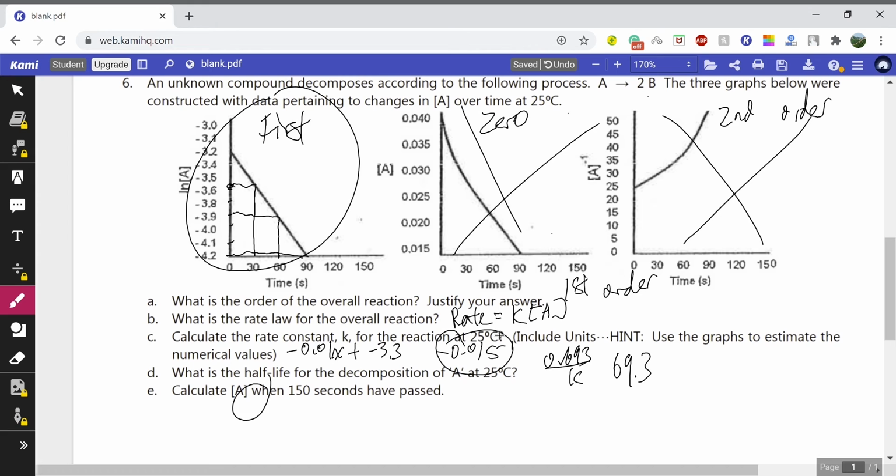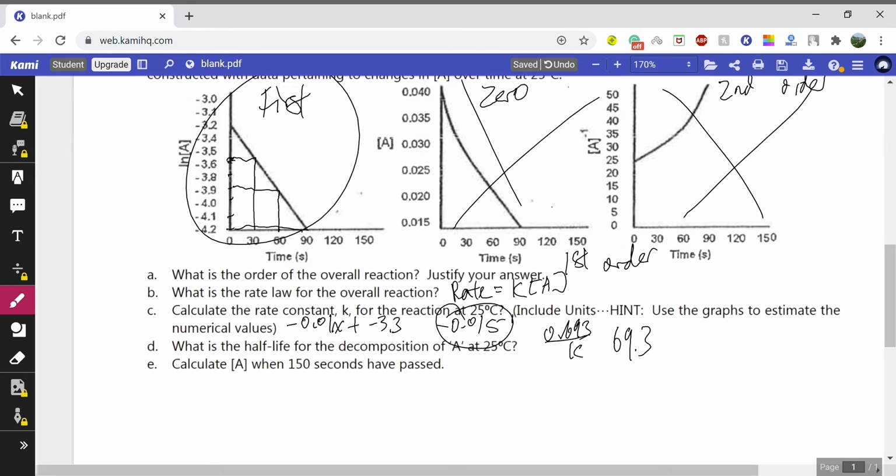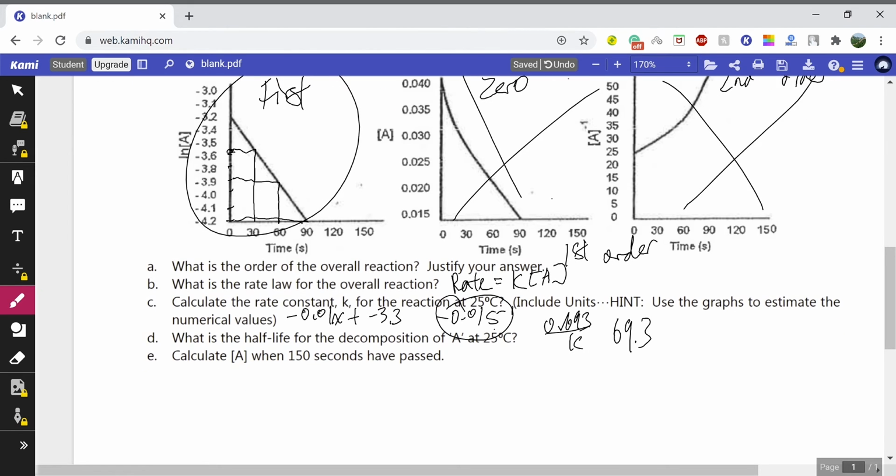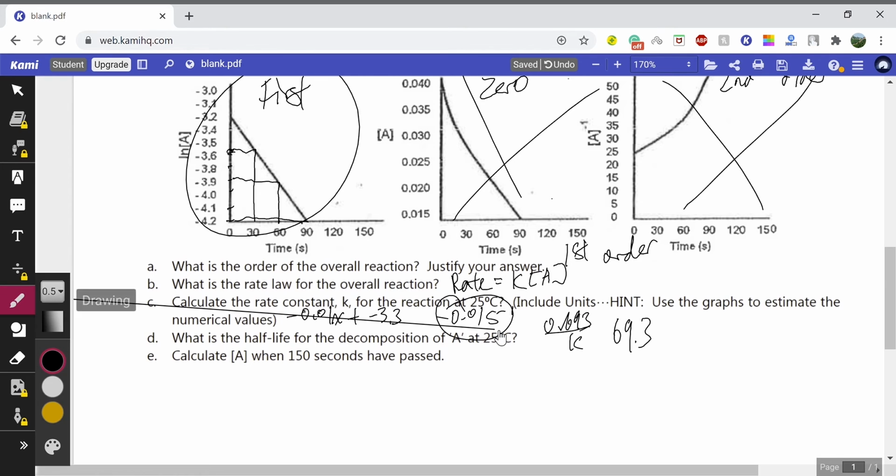Now calculate the A when 150 seconds has passed. So we can use our formula again. Remember our formula? Negative 0.01x plus negative 3.3. All I have to do is plug in 150. So negative 0.01 times 150 plus negative 3.3, which will give you negative 4.8.